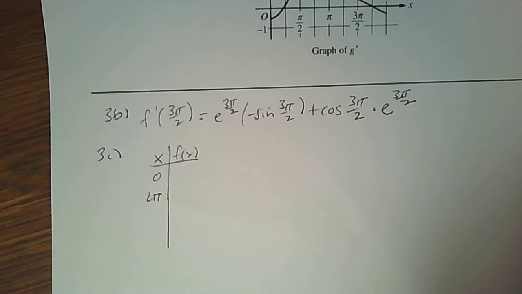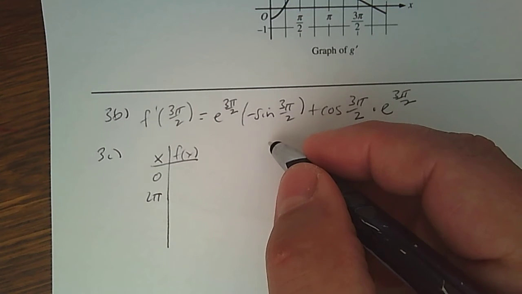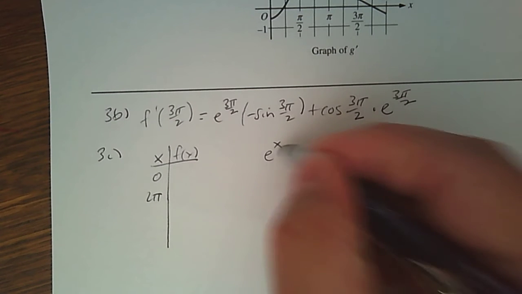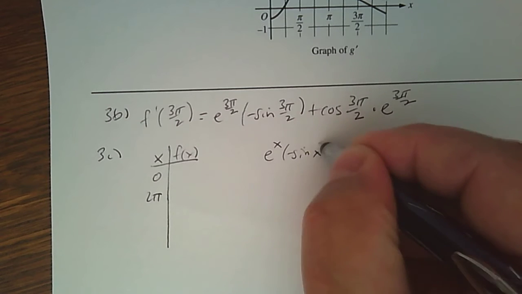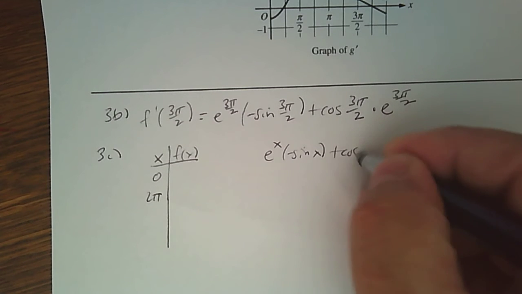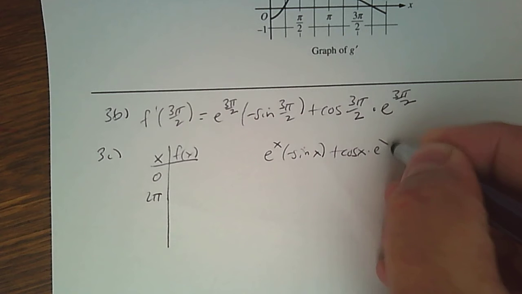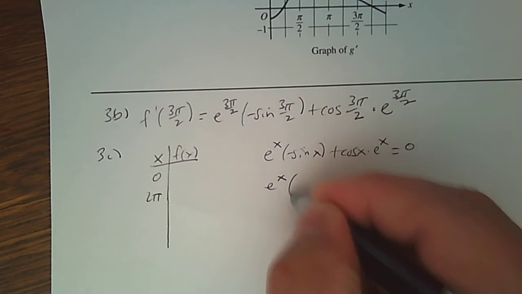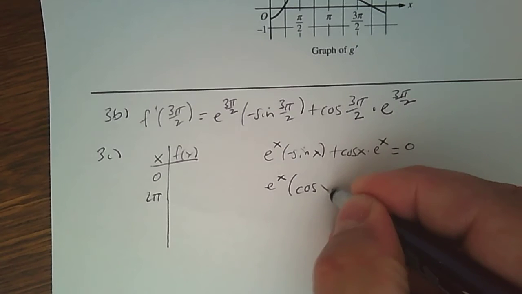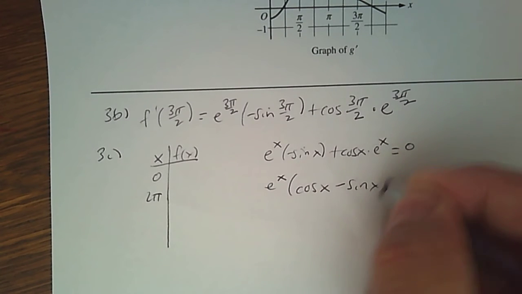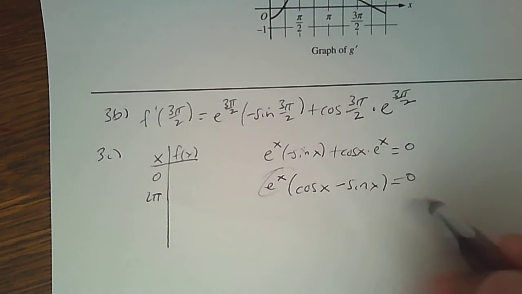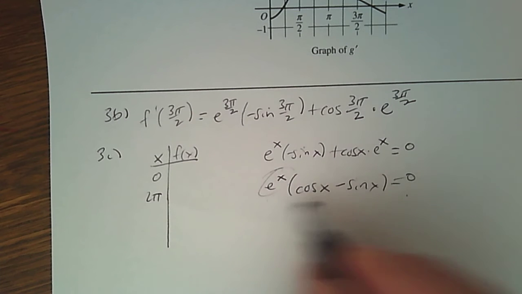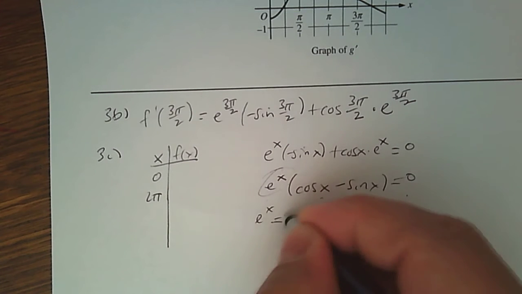Then, when you take the derivative, and I already did that, the derivative is e to the x negative sine x plus cosine x e to the x. I'm going to make that equal to 0 and solve it. Now, I'm going to factor out e to the x, and I'll be left with cosine x subtract sine x. Now, e to the x could never equal 0. So you take each factor equal to 0. So if I take that, that will never equal 0.